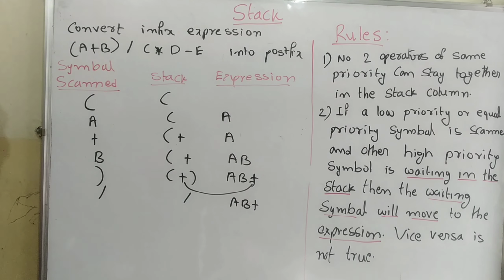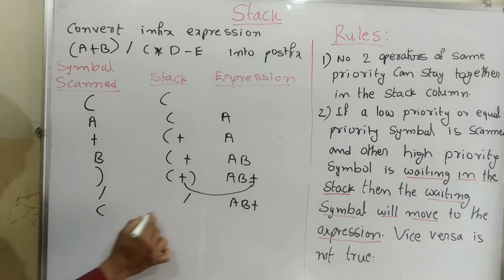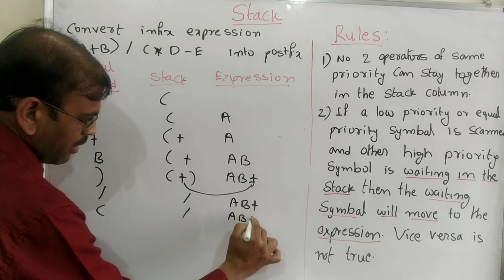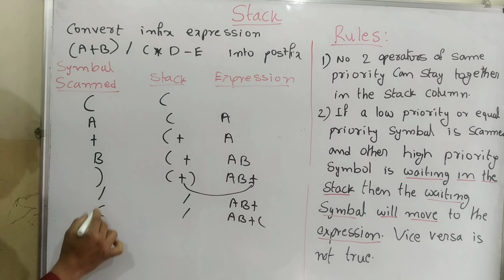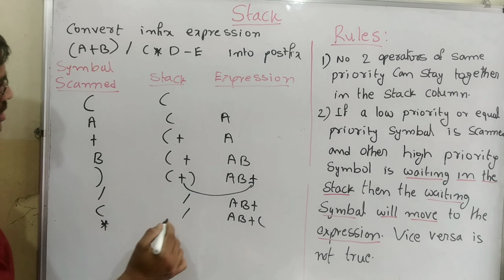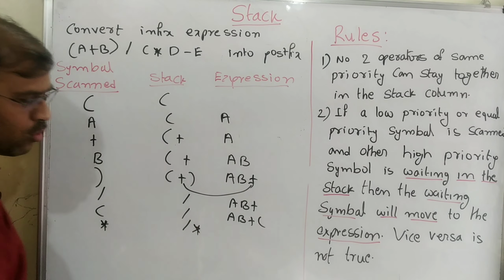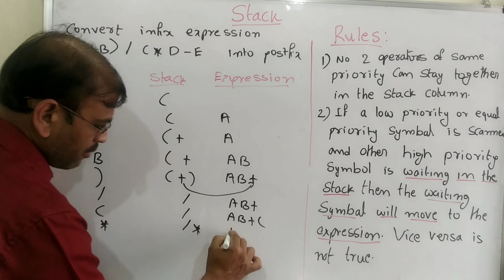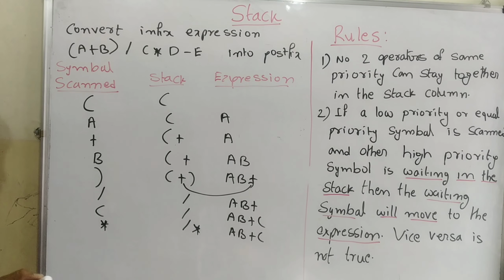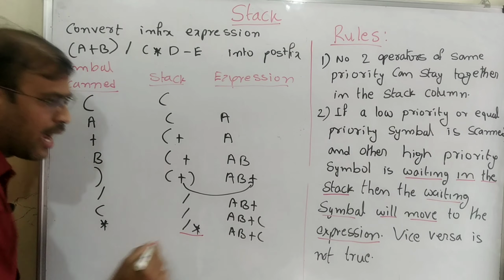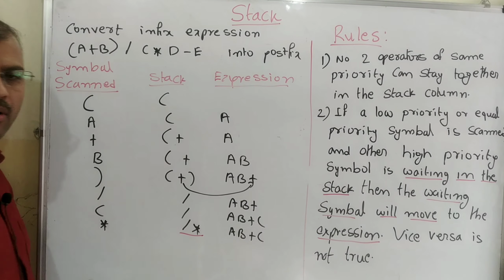AB plus. The next operand is C. C will be pushed to the expression. Then again, the multiplication sign. So now here we are writing two signs. Look carefully here. Now these two signs have equal priority.